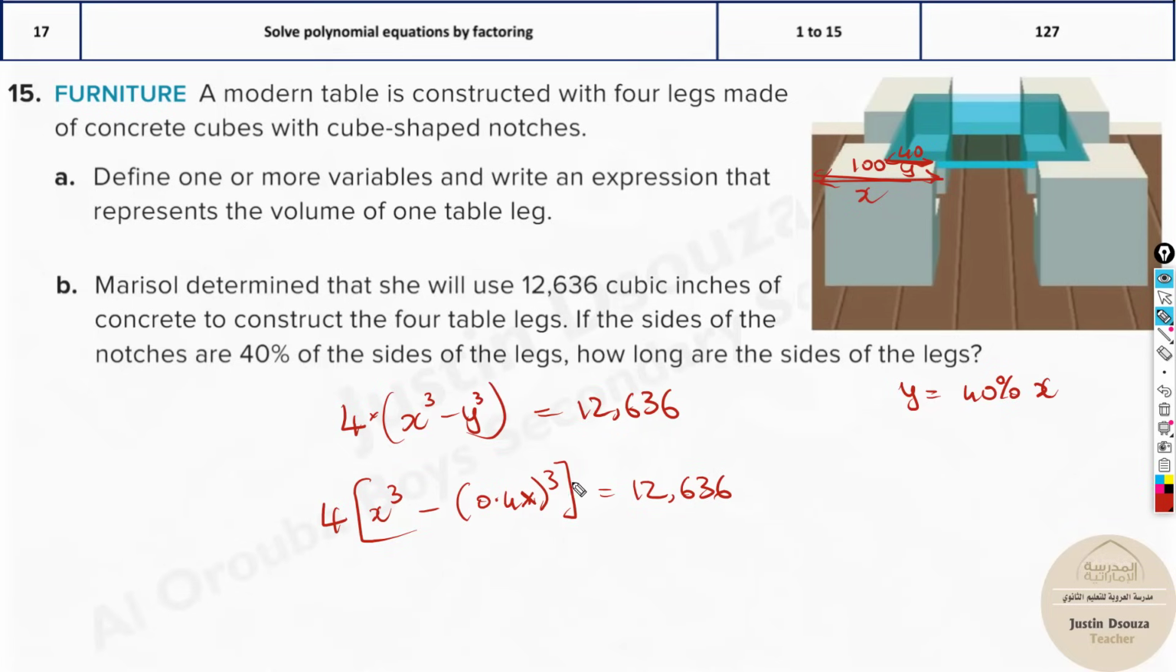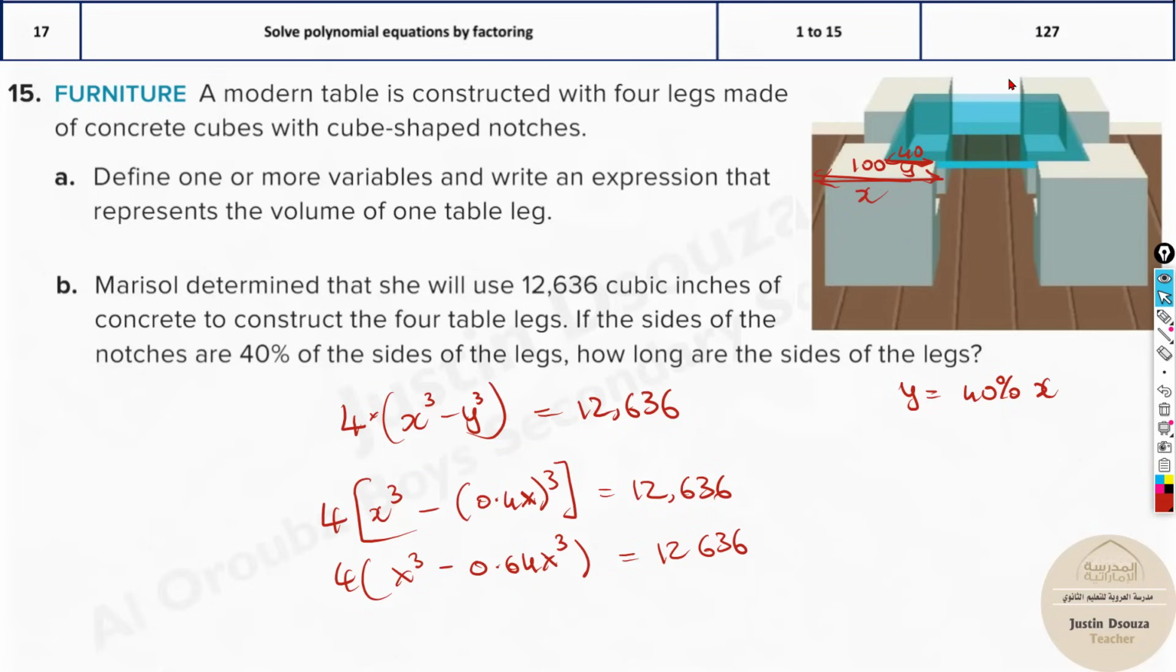Now you need to use your calculator and solve it. Here this will be cubed, so it will be 4 times x cubed minus 0.4 cube x cube. What is 0.4 cube? I think it's 0.64, x cube. I've just cubed 0.4, and over here x cube. That is equal to 12,636. Now we can easily solve it. Divide both the sides by 4, and then simplify.